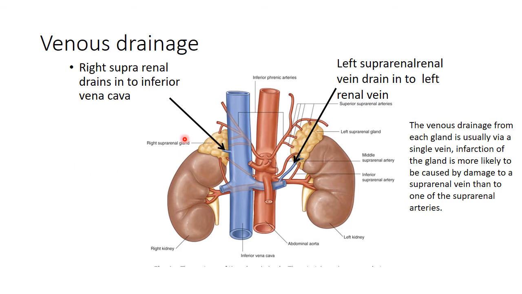Then variations are possible in the venous drainage of the suprarenal gland, and one should anticipate the variant suprarenal venous anatomy so that we can minimize bleeding during laparoscopic adrenalectomy in patients with large tumors or pheochromocytomas. So remember, the two suprarenal veins: the right one drains directly into the inferior vena cava, whereas the left one drains into the left renal vein.